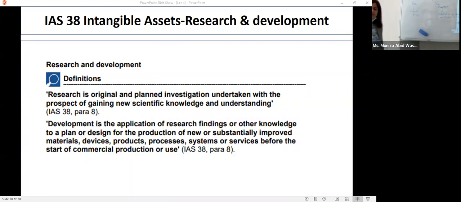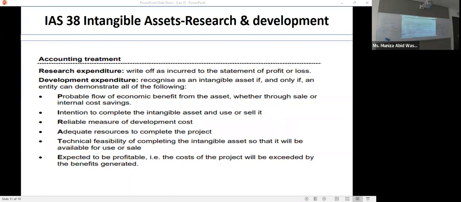So what do they say? Definition of research and development, first they are explaining. Research is the original and planned investigation undertaken with the prospect of gaining new scientific knowledge and understanding. And development is the application of research findings or other knowledge to a plan or design for the production of new or substantially improved materials, devices, products, processes, systems, or services before the start of commercial production or use. Now students, accounting treatment. What is the accounting treatment of research expenditure? Write off as incurred to the statement of profit or loss.